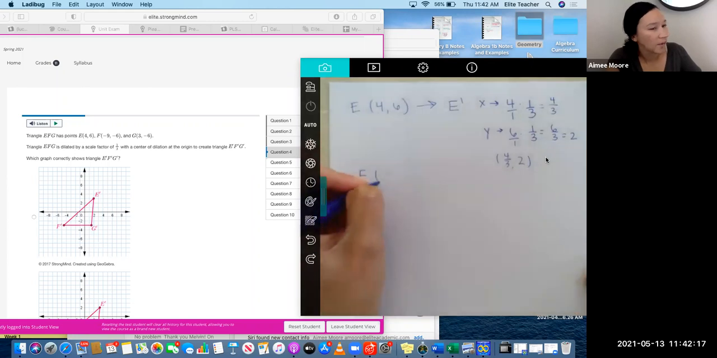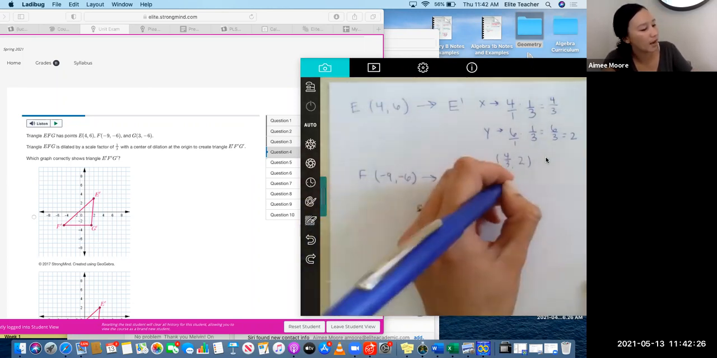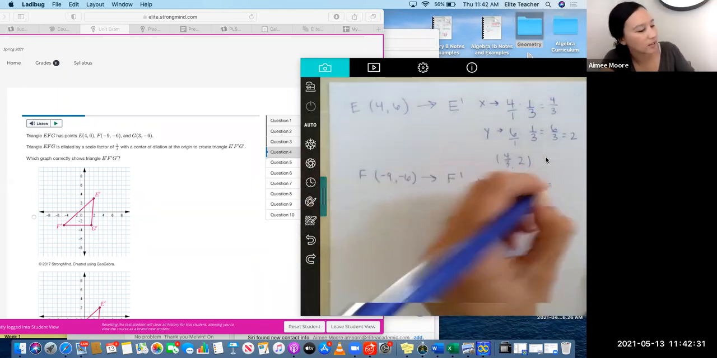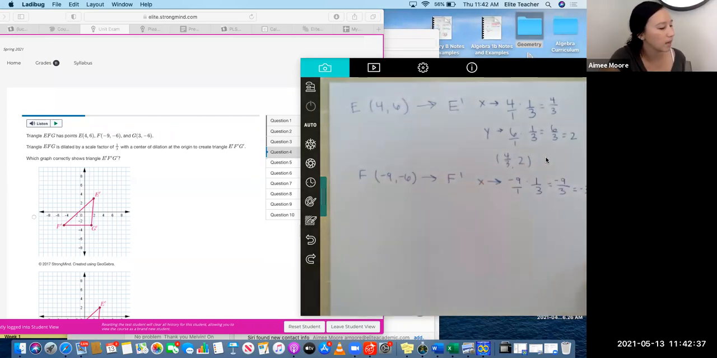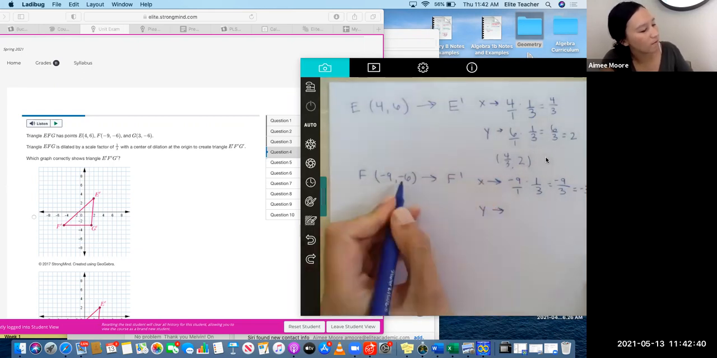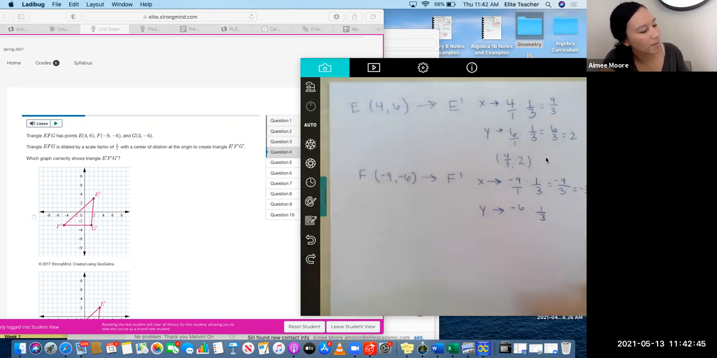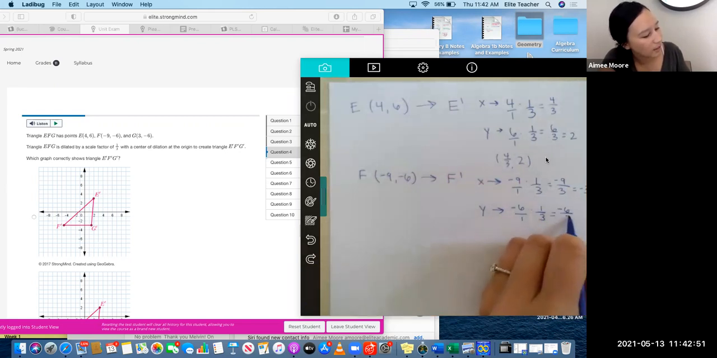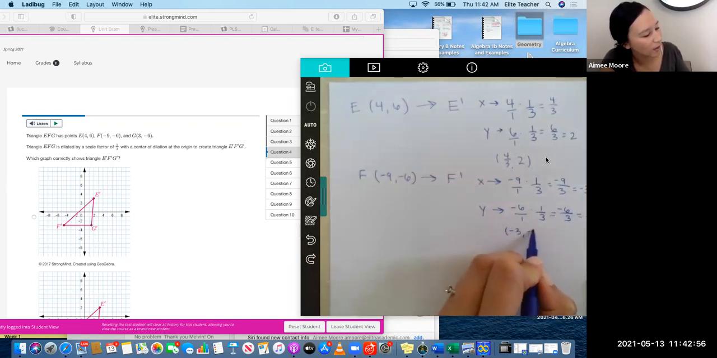F, we have -9, -6. So then to get F prime, the X value, we need to do -9 and take 1/3 of that, or multiply it by 1/3. So we get -9 divided by 3, which is -3. To get the Y value, Y is -6, so we need to multiply that by our scale factor, which is 1/3. So we get -6 divided by 3, which is -2. So this new point would be -3, -2.